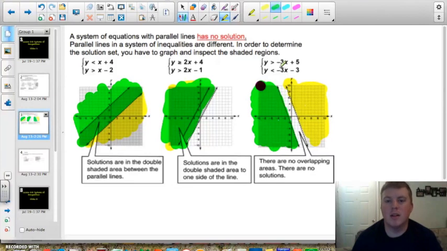So you do just have to pay a little bit more careful attention when you are graphing parallel systems of inequalities. I know we've trained you when you're graphing equations and you see parallel lines to say no solution, but on these you're going to have to go ahead and graph them out, shade them, and see where your solution set's going to be.